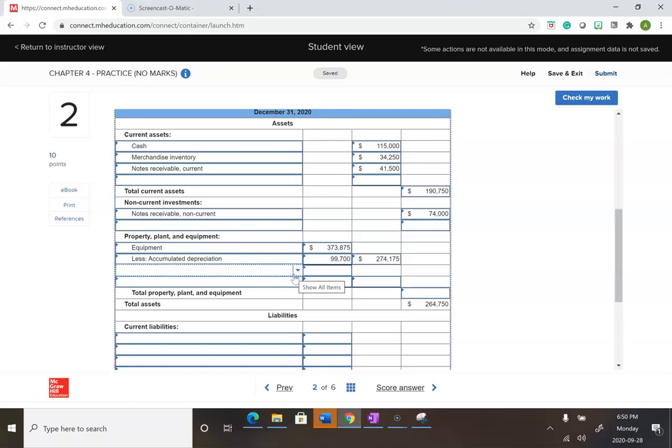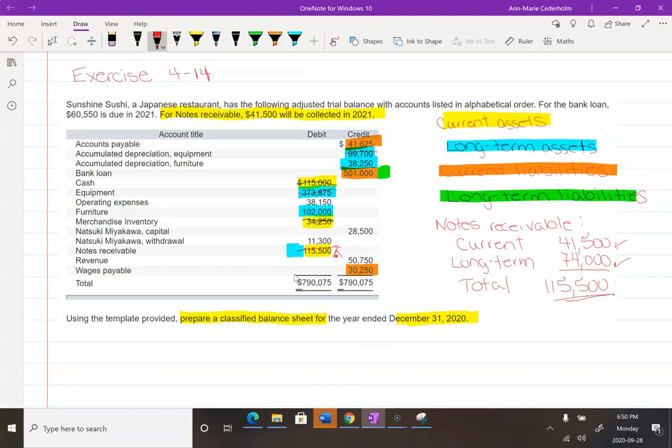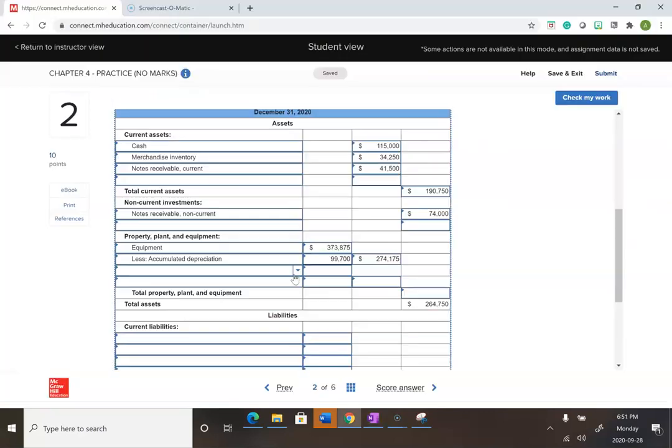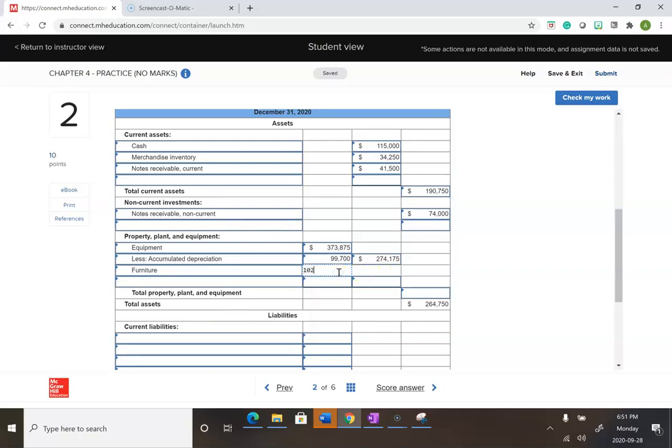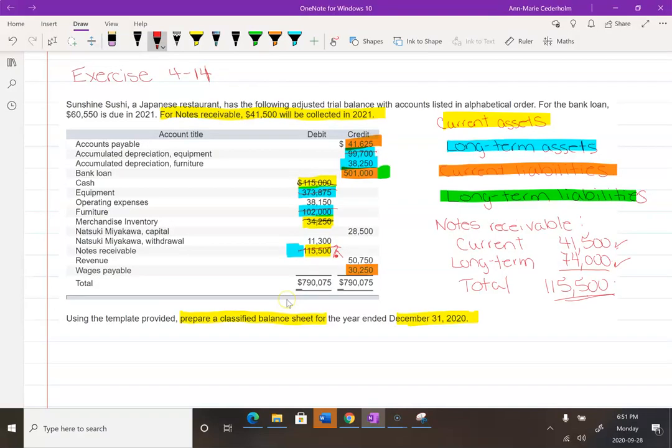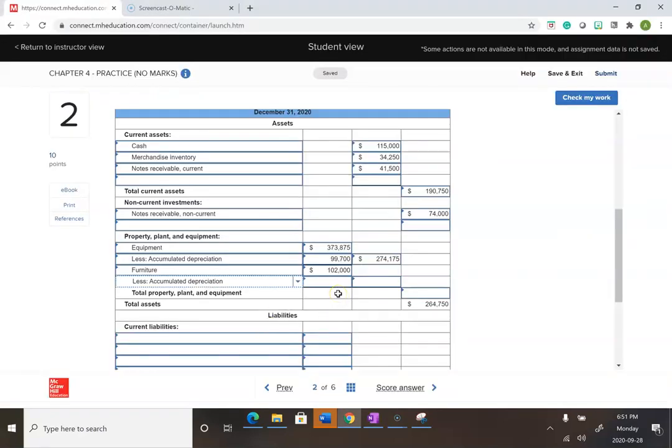Now we're going to do this again for the next piece of property, plant, and equipment. So this one was furniture. So here's the furniture, 102,000. So we'll find the furniture. And now we're going to subtract. So you always subtract the accumulated depreciation. And in this question, it's 38,250. So 102,000 minus 38,250, that gives me 63,750.